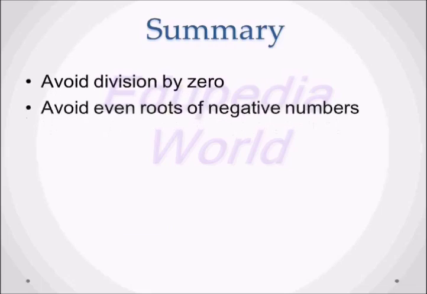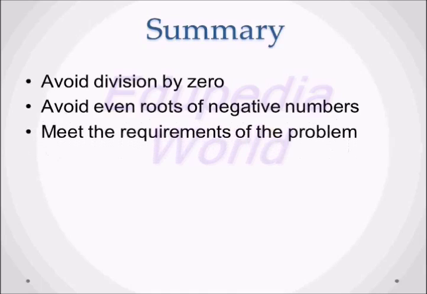Let's summarize how to write the domain. First, avoid division by 0. Secondly, avoid even roots of negative numbers. And the last but not the least, meet the requirement of the problem. Example, in physical situation, when we are dealing with area, volume, perimeter and so on, we won't have negative entity, like there is no negative area or negative volume. So accordingly, we have to choose the domain to satisfy the physical requirements that can't be mathematically defined.